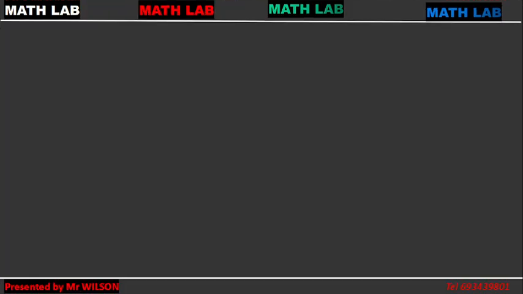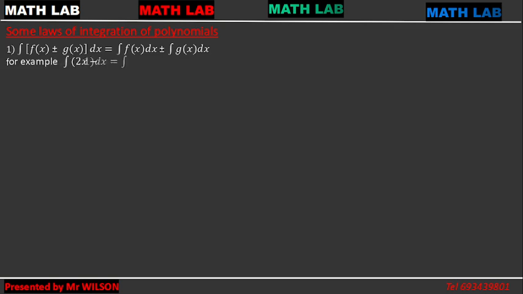For this part, we are going to see some laws of integration of polynomials. The first one is the integral of f(x) plus or minus g(x) dx, which equals the integral of f(x) dx plus or minus the integral of g(x) dx. In other words, if you have a function plus another function, all with respect to the same term, you can split it into two different integrals.